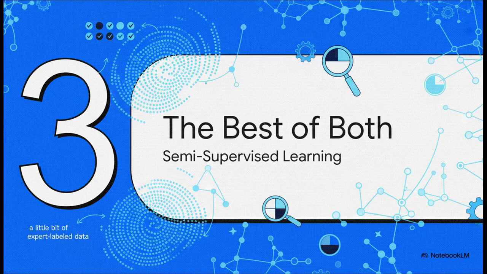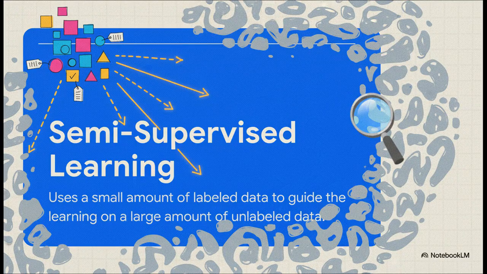We've got learning with a teacher, learning alone, and learning by teaching yourself. But what about a hybrid? A more practical, real-world approach. Because often, you have a little bit of expert knowledge, but nowhere near enough to label everything. And that brings us to our 4th method, semi-supervised learning. Honestly, this is such a practical solution to a huge problem.